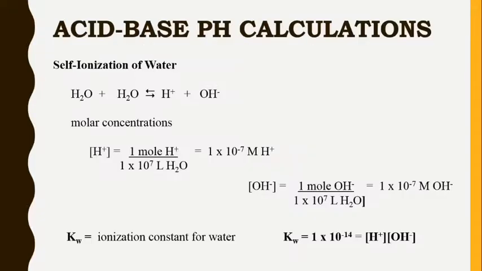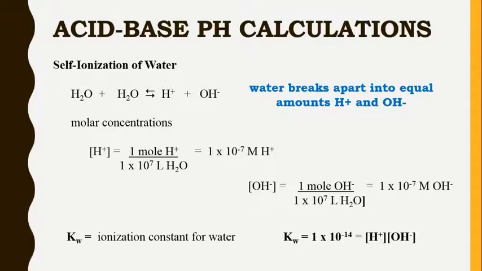So, acid-base calculations. Where this all came from was from this equation that you see here of water breaking apart into these ions, this H plus and OH minus. And this does happen spontaneously. You'll notice that it is a double-sided arrow, so it doesn't completely break apart into ions, but just randomly sometimes it does form ions.